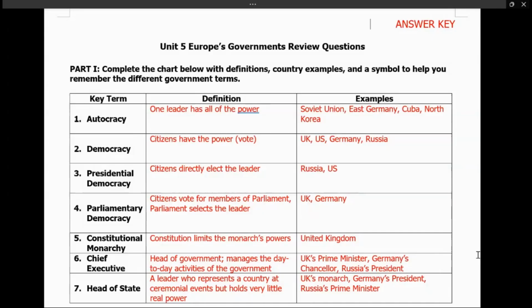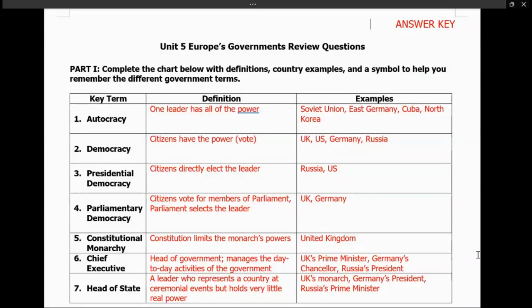Second, let's go ahead and talk about democracy. Democracy is when citizens have the power, and usually citizens have this power by voting. So, if you're in a system where you are allowed to vote and choose the leader of your country, you're in a democratic country. You're practicing democracy.